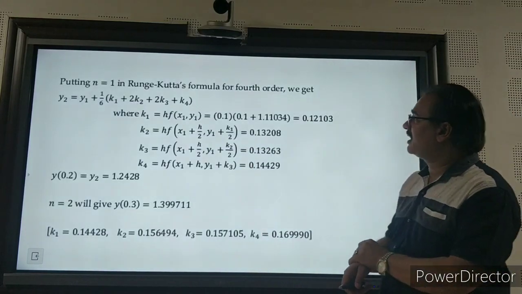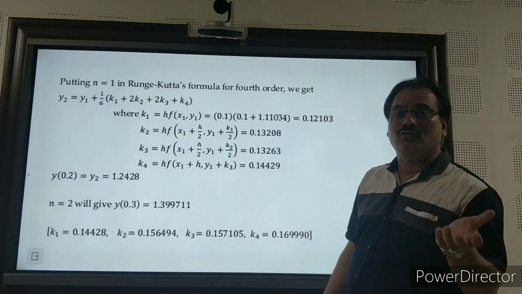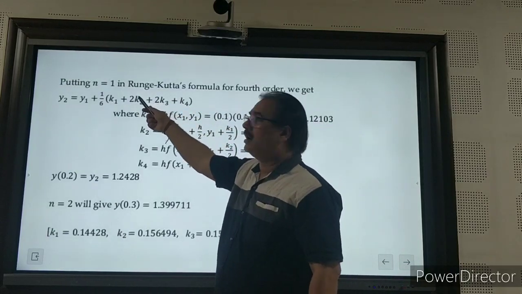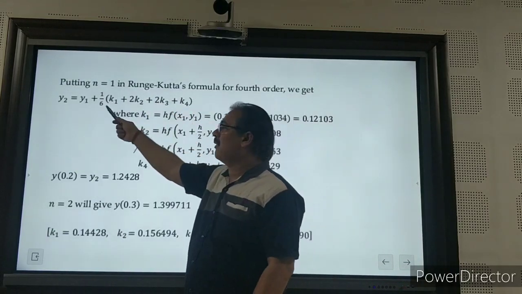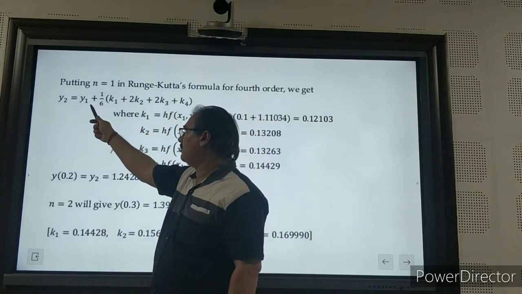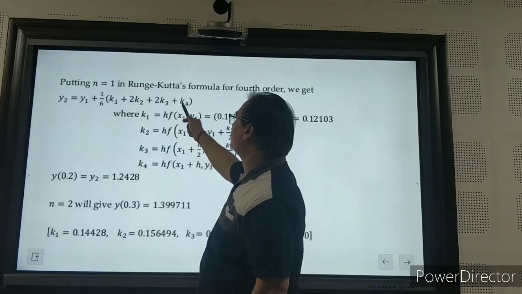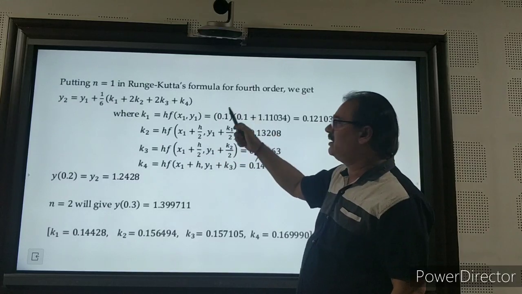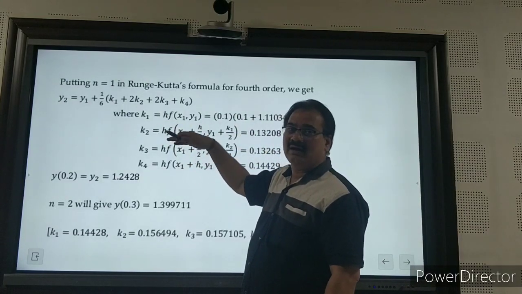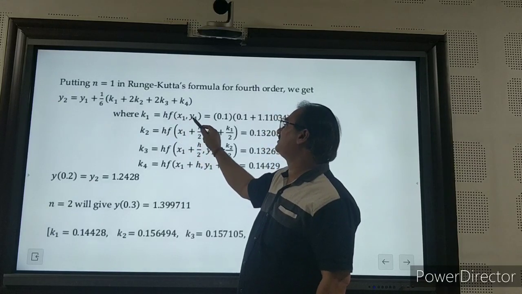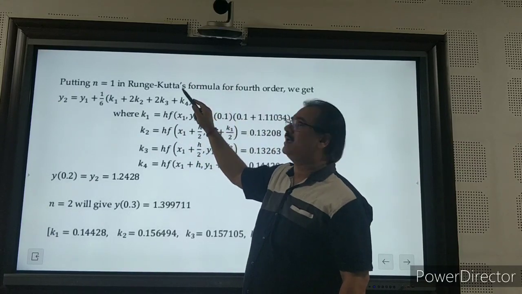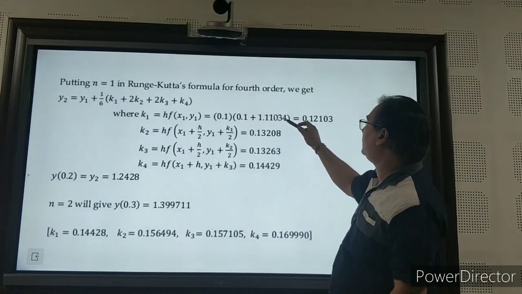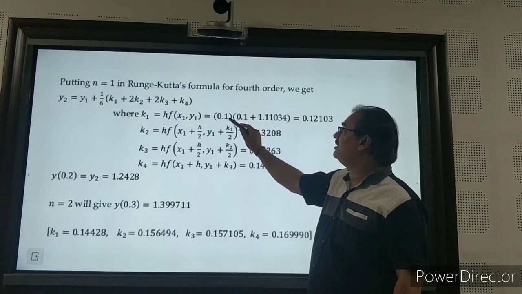Now, since it is required to find y at 0.2, the next step, you will put n is equal to 1 in the original formula. Then you will get y2. y2 is equal to y1 plus 1 by 6, k1 plus 2k2 plus 2k3 plus k4, and here once again we repeat the same process, but you will find your formula is changed relatively. Here k1 is f of x1, y1, and f of x, y is x plus y, then of course this will be x1 plus y1, and y1 you have already calculated and declared this result. So you can use this result.